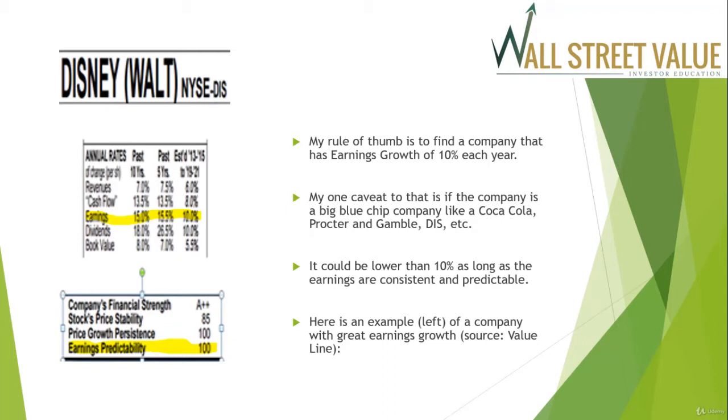My rule of thumb is to find a company that has earnings growth of 10% each year or greater. The only caveat to that is if a company is a huge blue chip company, is very conservative, like a Coca-Cola, Procter & Gamble, Disney, etc., it can be lower than 10% as long as the earnings are consistent and predictable. And here's an example of a company with great earnings.